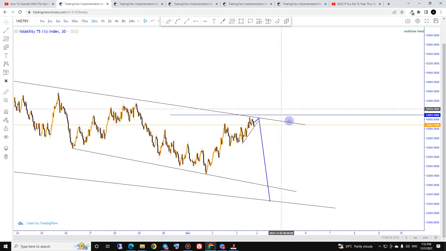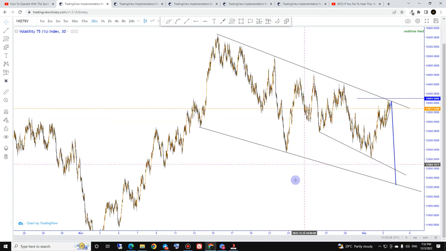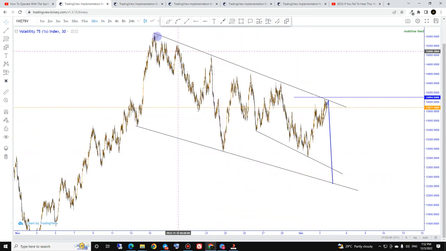Of course we have Volatility 75 1s, and I know the way this one behaves, and I just use a simple concept, which is just trend lines.